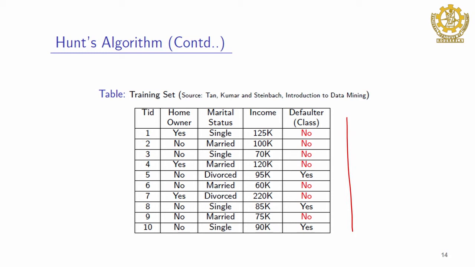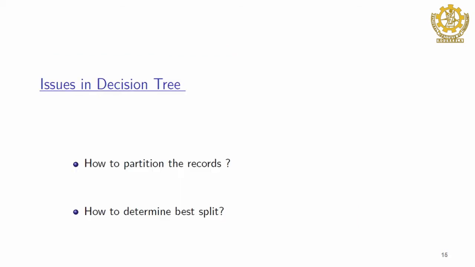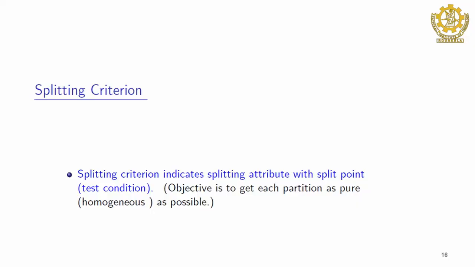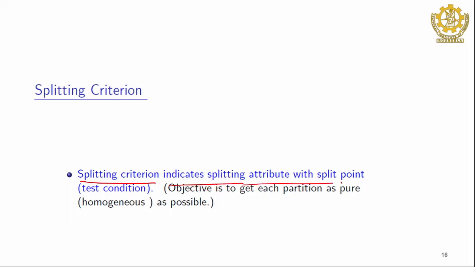So, this is one more, and then there are some issues here. The issue is how to partition the record. We said you partition the record into subsets, but how do you make it and how do you determine the best? Now, we split the data set into 2-3 subsets, and then how do you do it? So, that is the splitting criteria. What is the splitting criteria? Splitting criteria indicate the splitting attribute with a split point, that is the test condition.